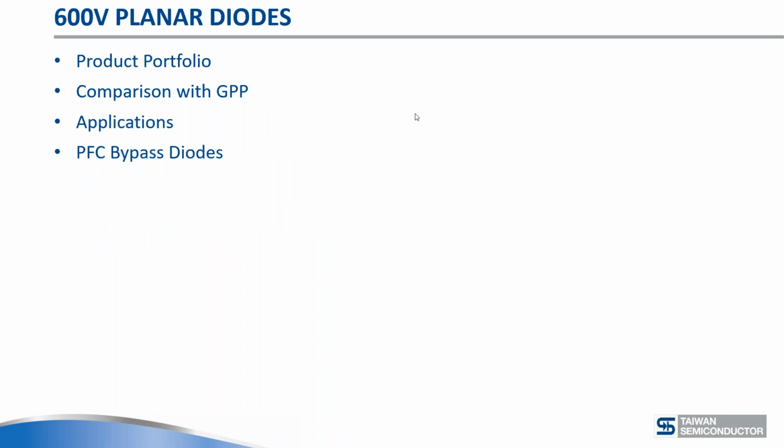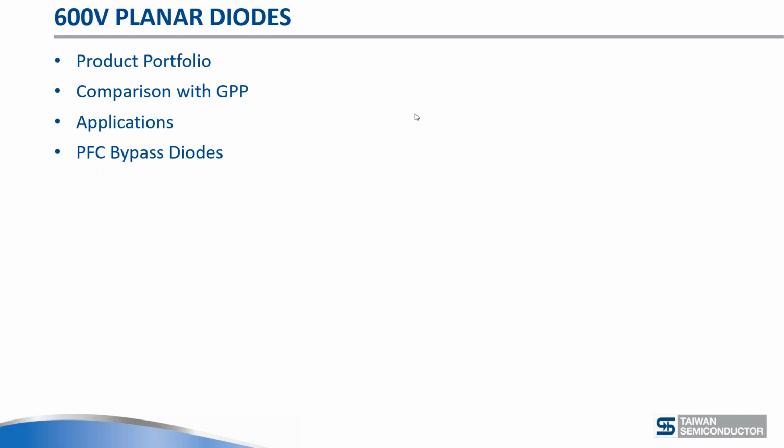So let's go to 600 volt planar diodes. We're going to talk about a product portfolio where you can compare the planar diodes with GBP diodes. We're going to look at applications, and again at product positioning, where you can actually use these planar diodes. And we're also going to look at power factor correction, PFC, the PFC bypass diodes, for maybe another application or datasheet update we've done. So let's go to the product portfolio.